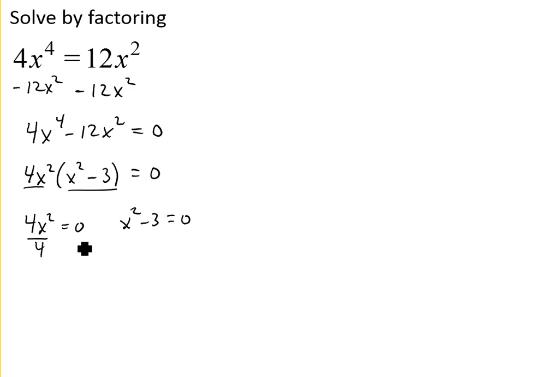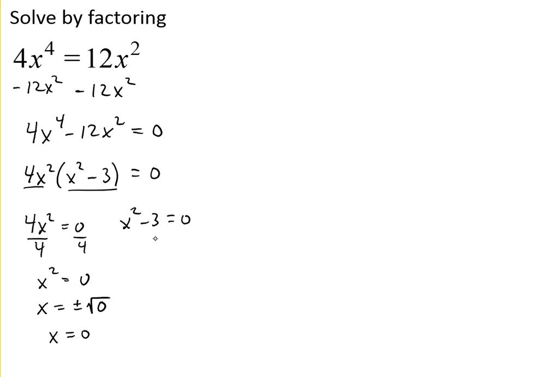So we'll start here by dividing both sides by 4. Gives us x squared equals 0. Then to get x by itself, we need to take the square root of both sides. Anytime we do that, we need to use the plus or minus. This is the square root property. And the square root of 0 is 0. There's no difference between a positive 0 and a negative 0. It's just 0. So our solution there is x equals 0.